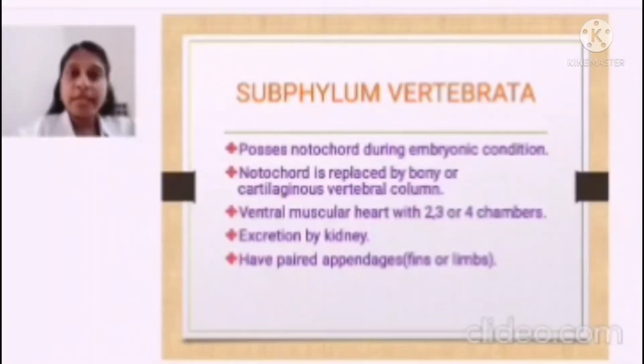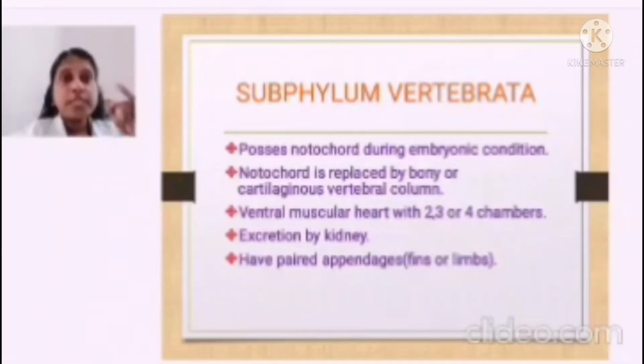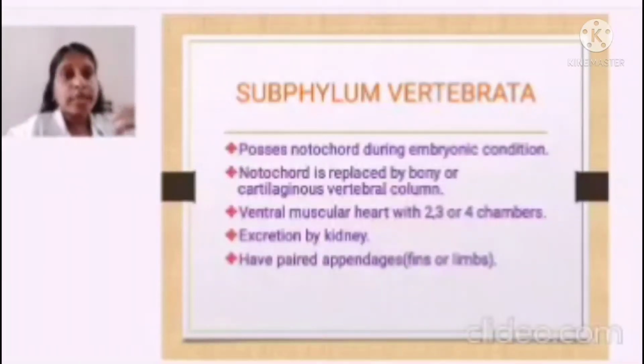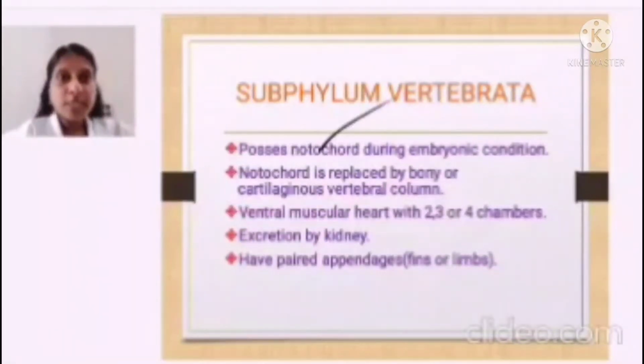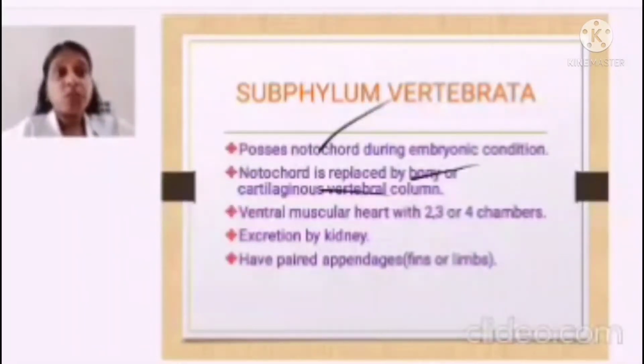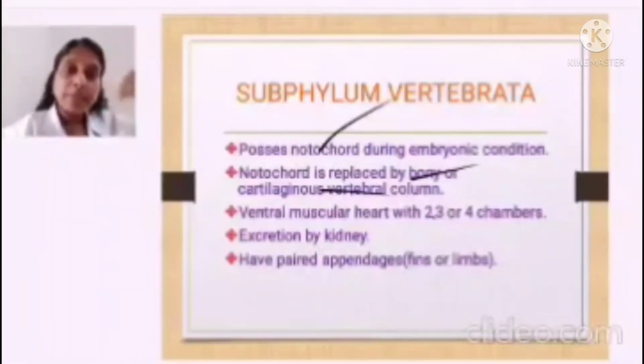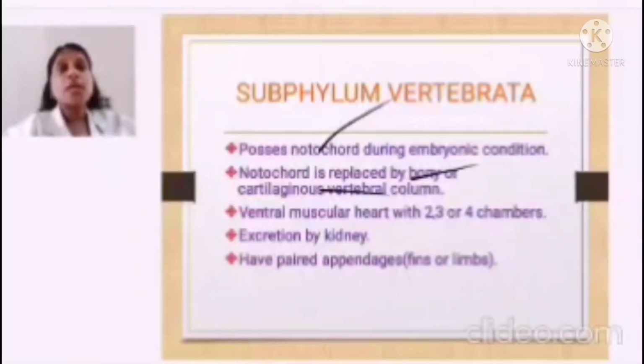Next is subphylum Vertebrata. So three subphyla we have seen: cephalochordata, urochordata and subphylum vertebrata. All of these fall under chordates. Okay, vertebrata, what are the characteristics? They possess a notochord during the embryonic stage. Later it will be replaced by the backbone or cartilaginous vertebral column. The notochord is replaced by the backbone when we grow up. In the embryonic stage the notochord is there; later it gets modified into a cartilaginous or bony structure called the vertebral column.